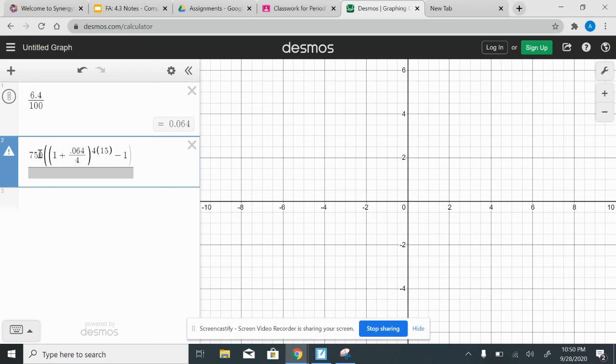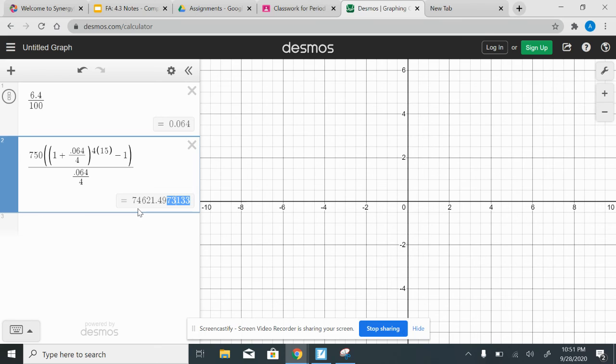And look, it's telling you need that ending parenthesis. If you don't put that in, it's going to screw up the whole equation. Calculator is only so smart, guys. Then we are going to have the rate divided by n in my denominator. So 0.064 divided by 4 in the denominator. Love it.